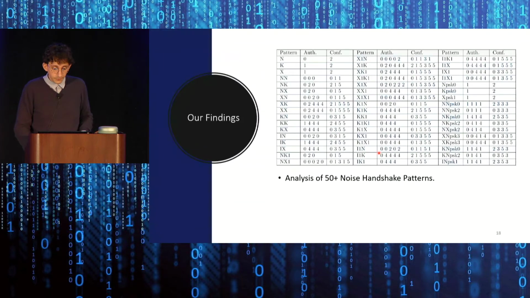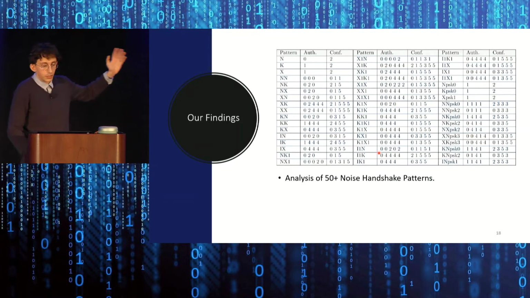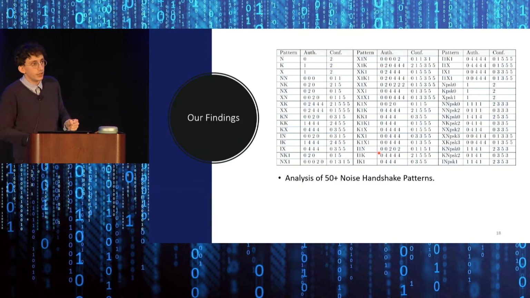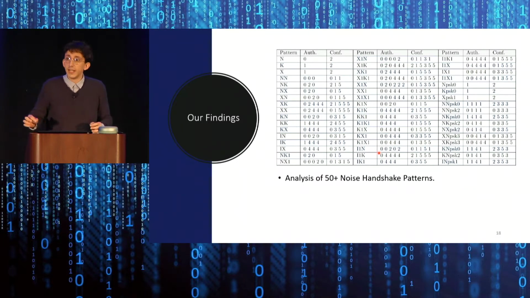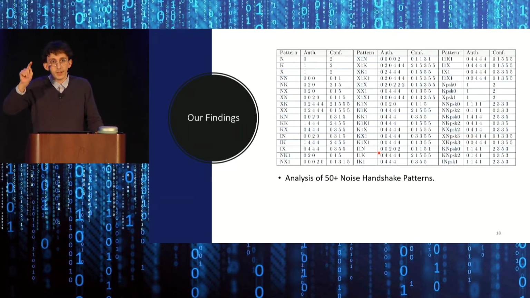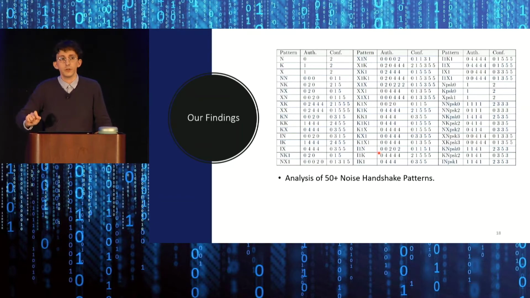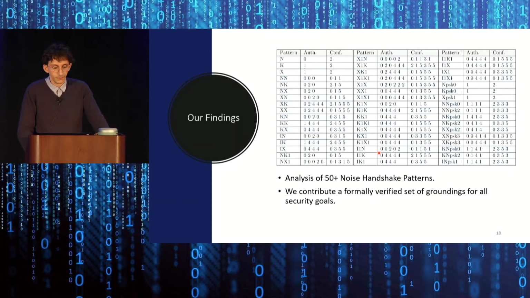And so our findings: we analyzed more than 50 Noise handshake patterns taken from the Noise specification itself. Trevor and his team already had numbers for many of these patterns, not all of them, but many of them. And we confirmed that these numbers were correct. So great, we were able to say formally that these predictions were correct, and we were able to offer a new verification for new patterns that are always increasing.